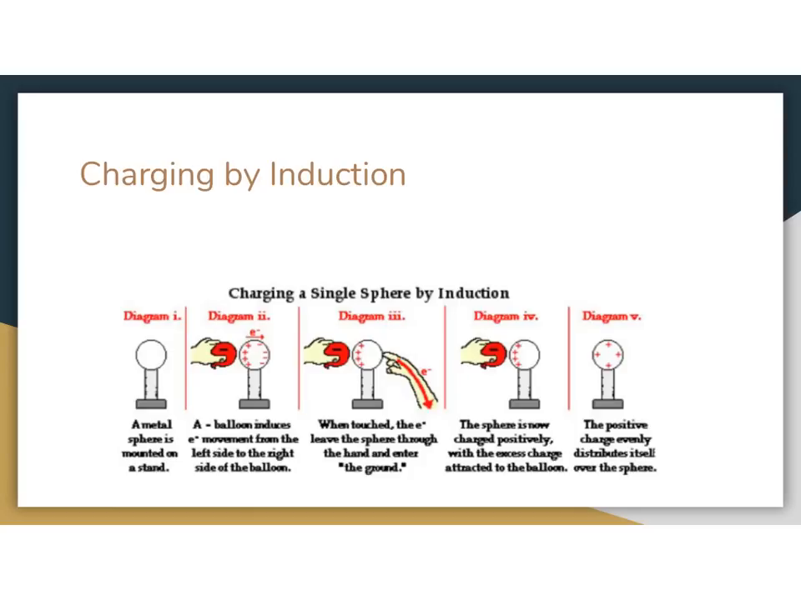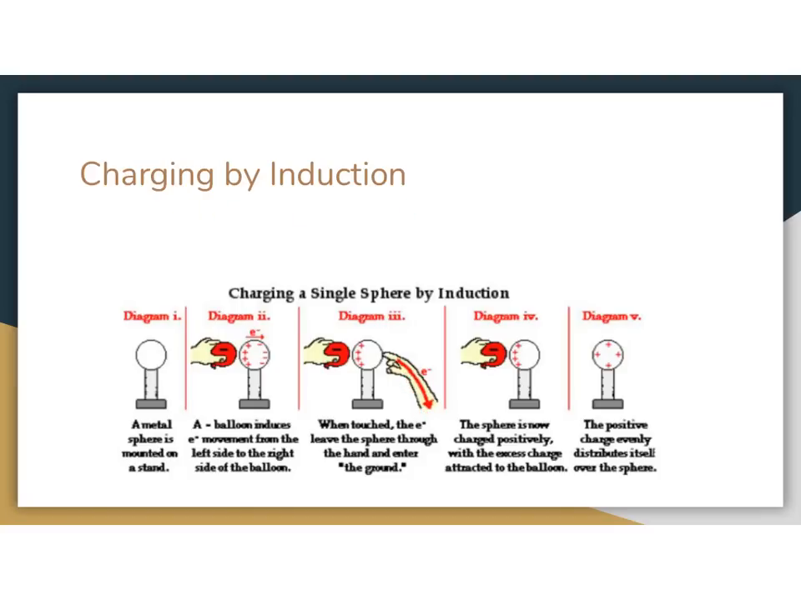The electrons are free to move, but the protons, especially in a metal or a solid, are rigid and fixed in place. So it's actually the electrons which are repelled to the other side of the sphere. Now, if you then touch that side of the sphere, the electrons run down the outside. This is called charging by induction.